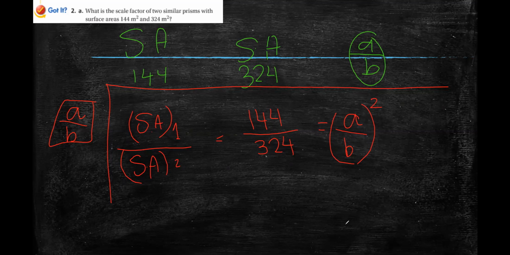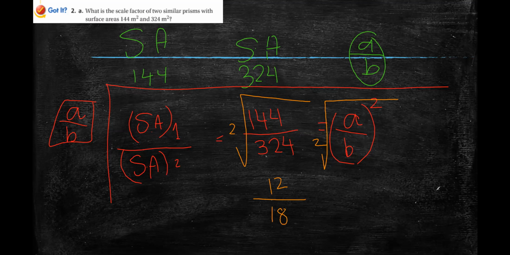This one is the ratio of the surface area, but I didn't need it. I need A over B only. So what I have to do is put each of the two terms under the square root, which is 12 over the square root of 324. Is it 17 times, no, 18. Oh, it's 18. So the scale factor will be 2 over 3. So here, it is 12 over 18.